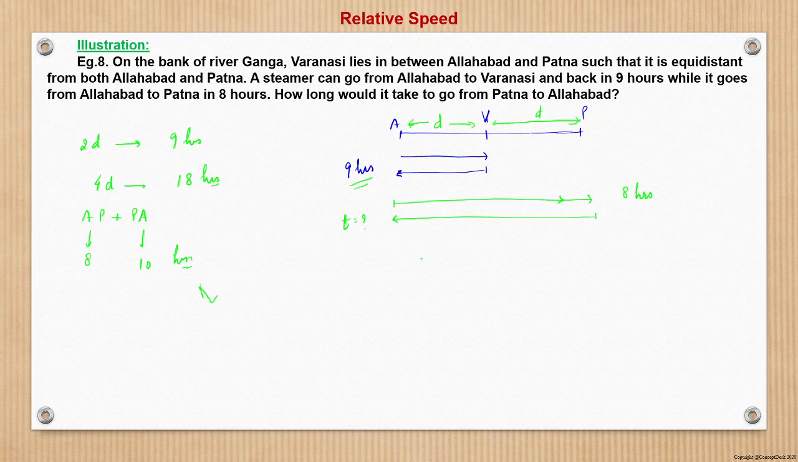Simply, since Varanasi is the midpoint, Allahabad to Varanasi and Varanasi to Allahabad is taking 9 hours, which is half of the distance if we compare with Allahabad to Patna and Patna to Allahabad combined. So half distance taking 9 hours, full distance will take 18 hours. Of the full distance, the downstream took 8 hours. So upstream will take what? 18 minus 8, which is 10 hours. Right. So this way we can solve this very easily.